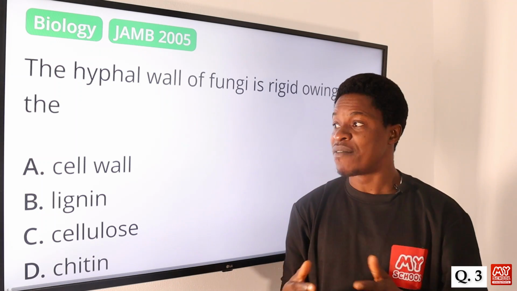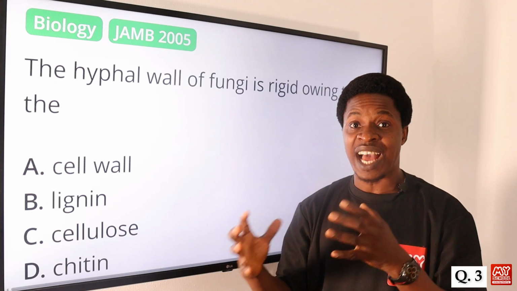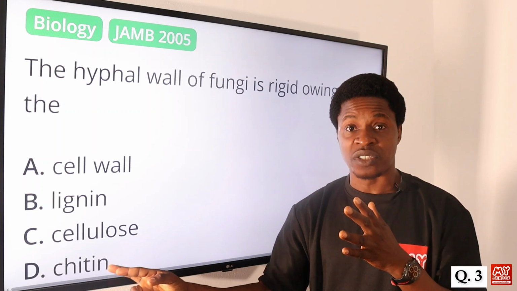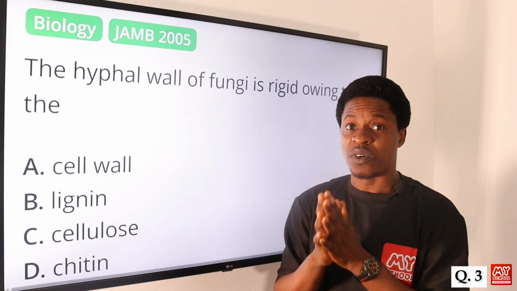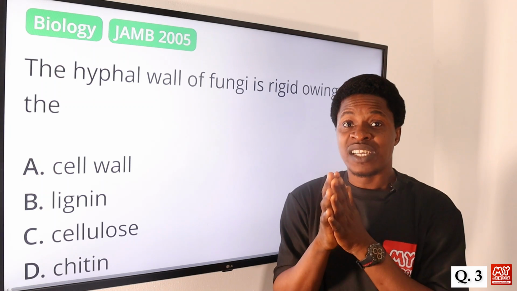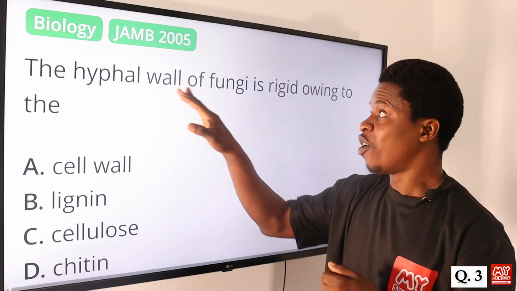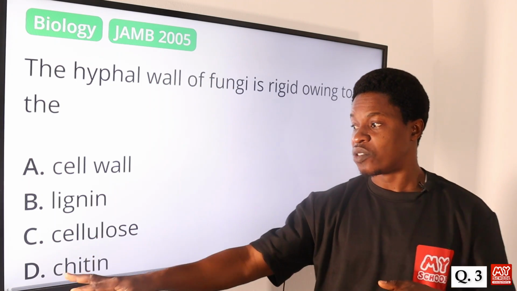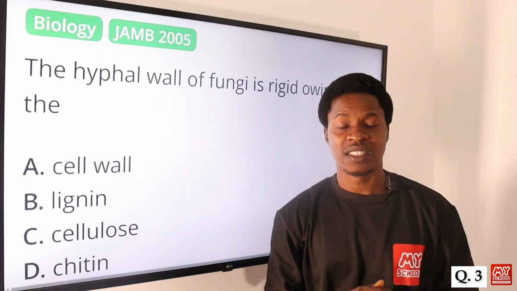Just like we have glucan together with protein, the chitin actually works together with glucan and with protein to form the framework of the fungi. So it's responsible for the strength and rigidity of the hyphal wall of the fungi. So it's not cell wall, it's not lignin, it's not cellulose. So the correct answer is chitin. Option D is the correct answer.